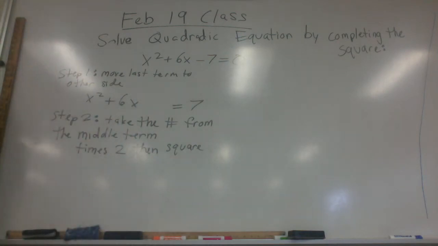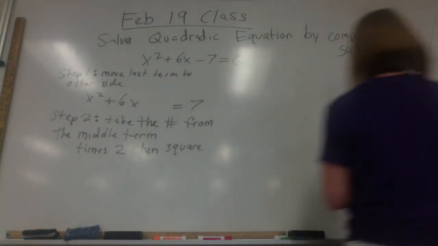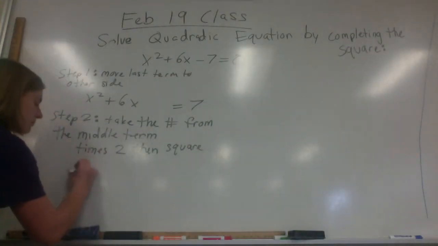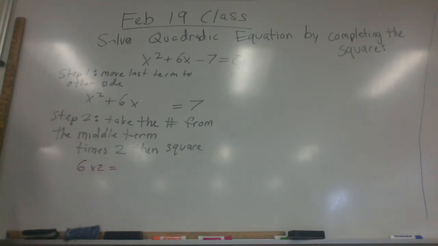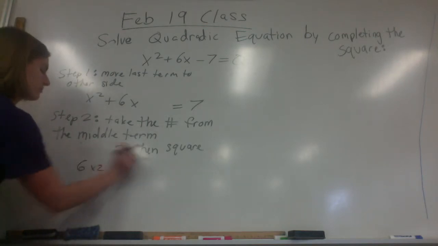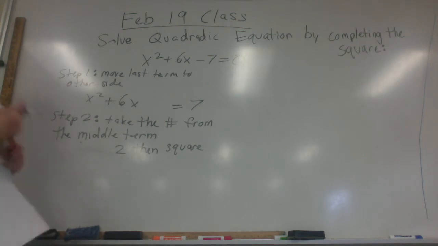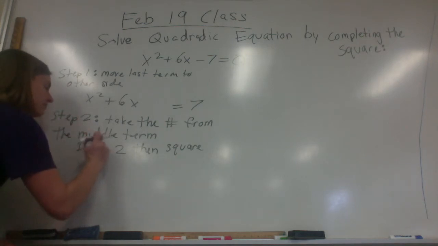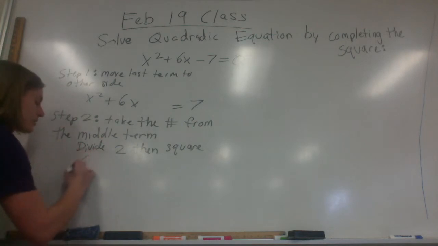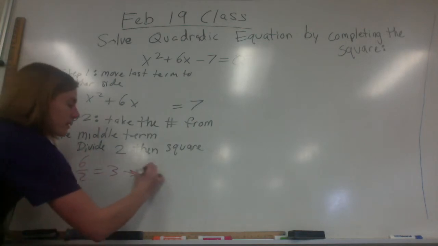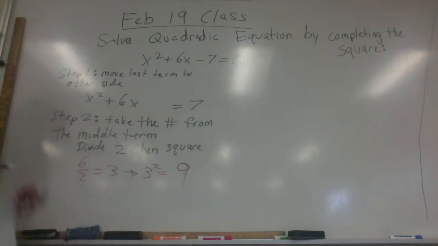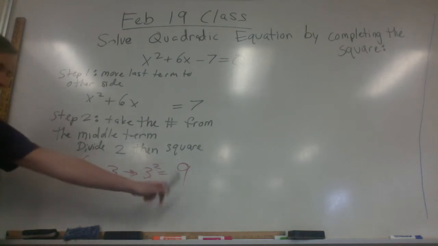Okay. The next thing you do is you're taking the number from the middle term, so in this case 6, you're timesing it by 2 and then squaring it. So we're going to take 6. First we times it by 2, so what do we get? Oh wait, not times 2, sorry, divided by 2. 3. Yeah, that'll keep our numbers nicer. So 6 divided by 2, we get 3, and then we square it, so we get 9. So you take your middle term, divide by 2, we got 3, then we take that 3 and we square it.